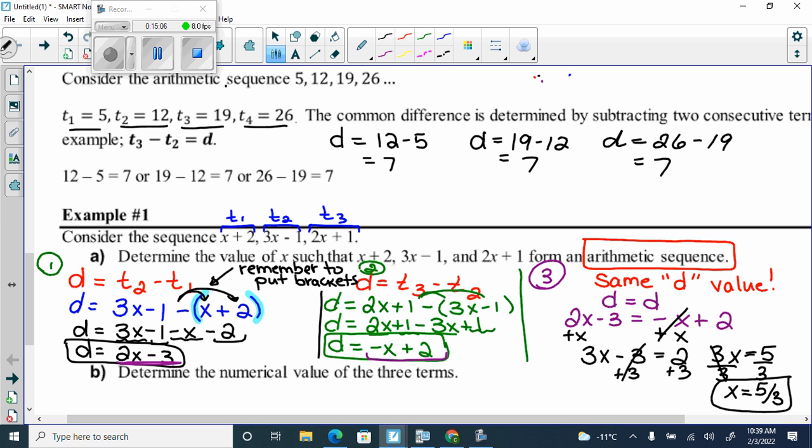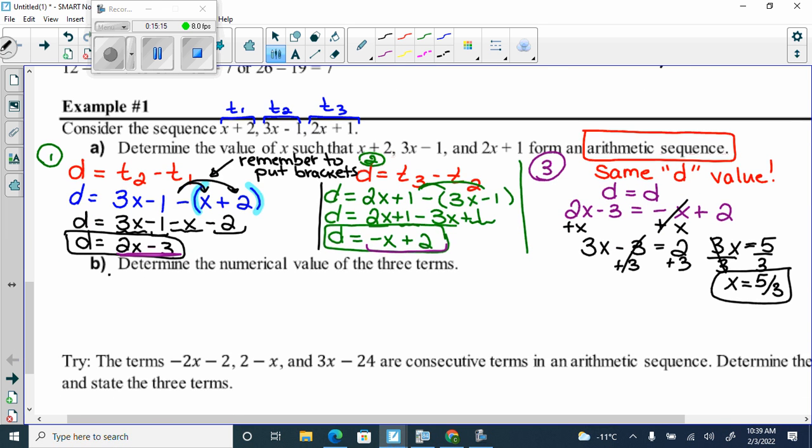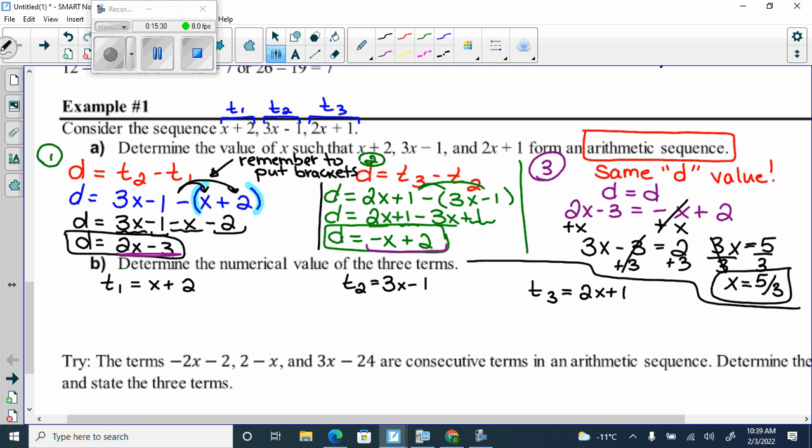Now they want us to determine the numerical value of the three terms. Now that's easy, we can just plug it in for x, right? Term 1 is x plus 2. Term 2 is 3x minus 1. And term 3 is 2x plus 1. Now that I know what x is, I can just plug in x, correct? So we're going to go 5 over 3 plus 2.